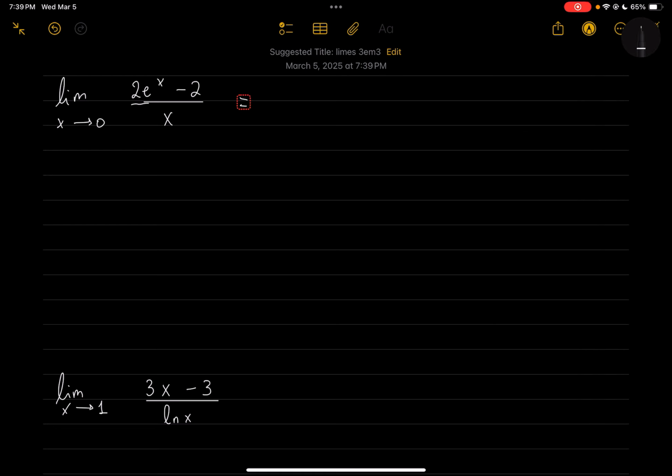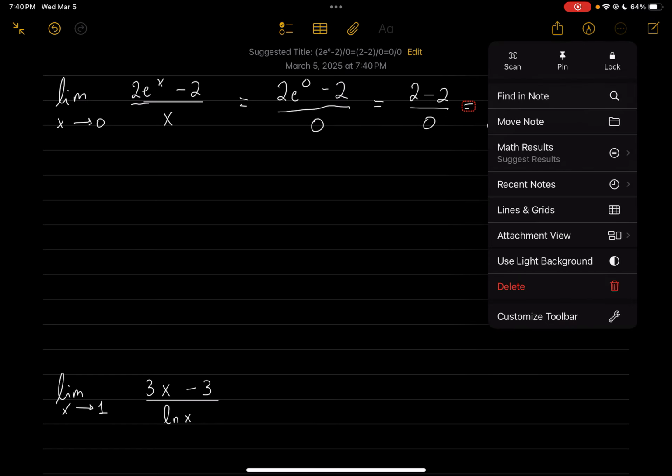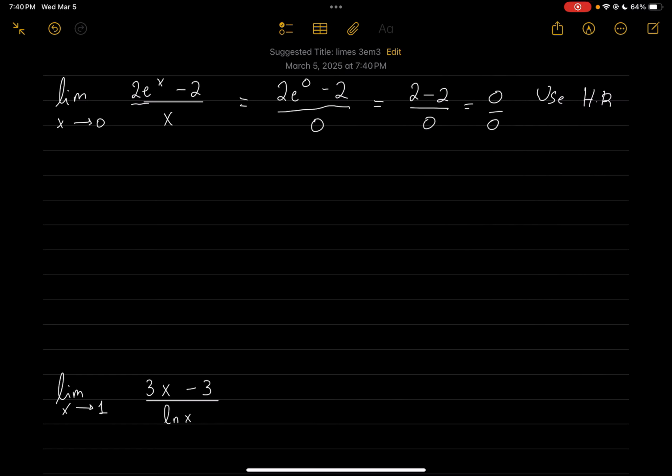So simply put, you're just going to replace x with 0 in the beginning. So you're going to do 2e to the power of 0 minus 2 over 0. Now we know that e to the power of 0 is 1. So that means you're just going to do 2 minus 2 over 0, which is going to be 0 over 0. So in this case, we're going to use L'Hopital's rule.